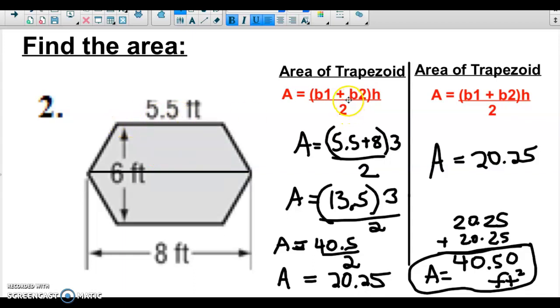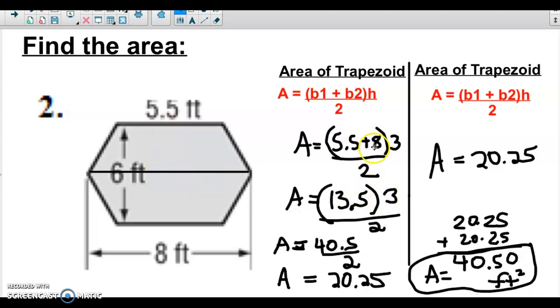So the top, you have to know the formula for the area of a trapezoid, and I gave you that on the formula sheet. The top base is 5.5. This bottom base is 8 because that's the distance from here to here. And the way I knew the height was I took 6 and I divided it by 2 because I cut it in half. So this is 3 and this is 3. So the height of this trapezoid was 3.